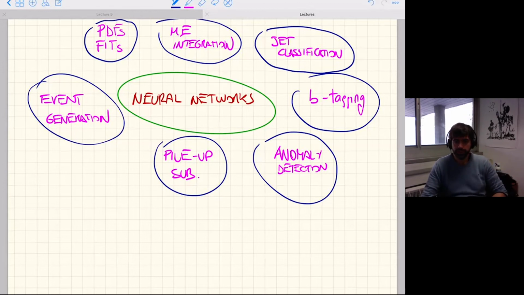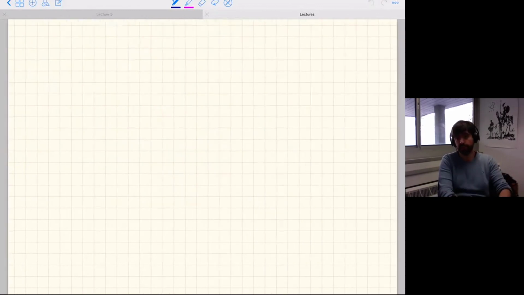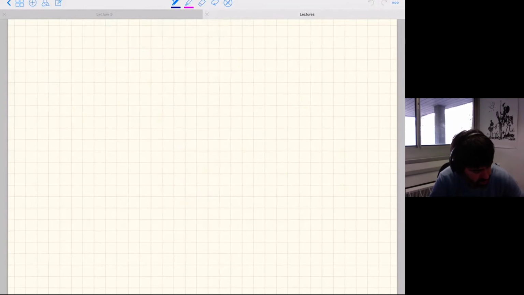In the very final part of my lecture, I want to give you one example of this technique in the context of jet classification. These are called jet images.